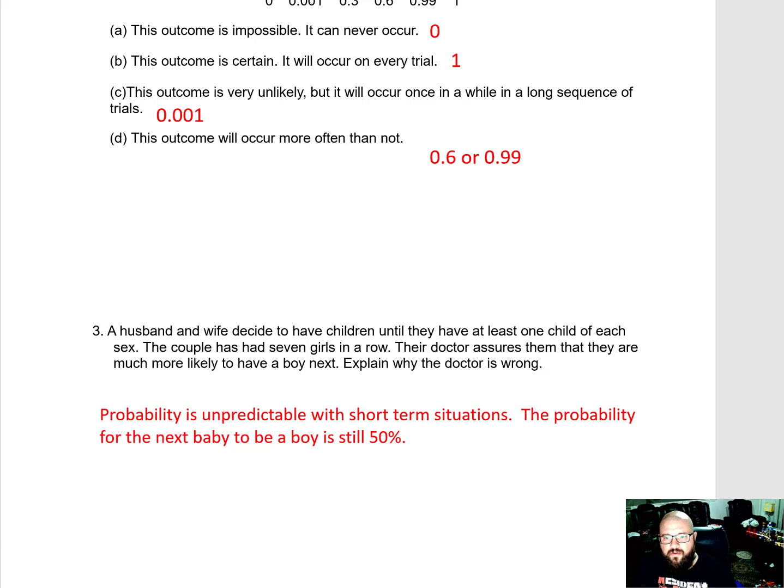So again, the way to write this out is simply saying the probability is unpredictable in short-term situations, okay? So again, as we talked about the probability at the beginning, for long-run relative frequencies, it's always between 0 and 1. Short-term probability is unpredictable, and long-term is predictable. In this case, it's a short-term. It is unpredictable. So the probability for the next baby to be a boy is still 50%. There is nothing written in stone that says he is going to definitely have a boy next baby.